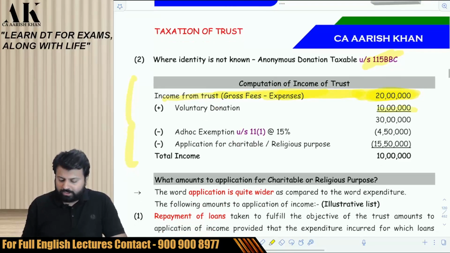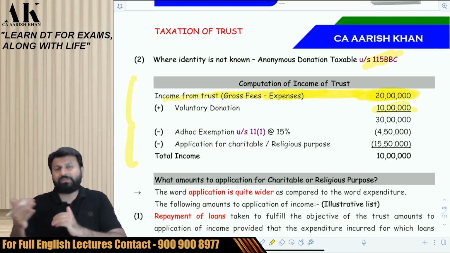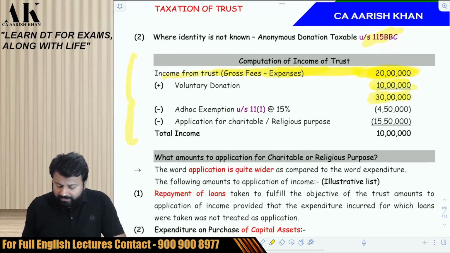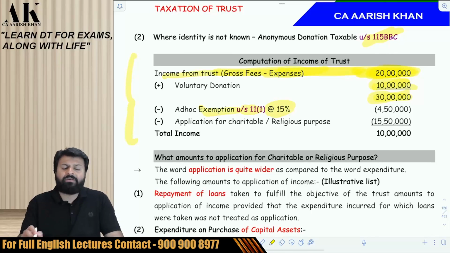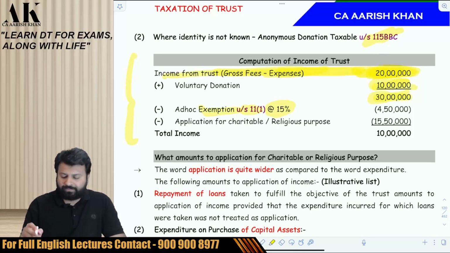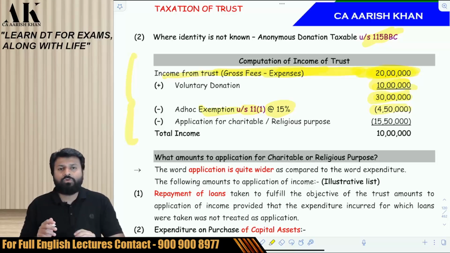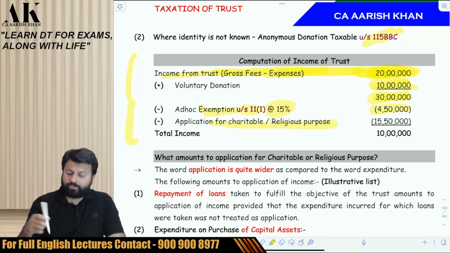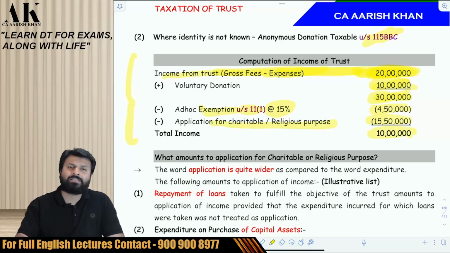Then comes voluntary donation. Voluntary donation, because corpus donation is by default not taxable. But there are some amendments which we will see in a while. Then comes the total. After the total, you will get a flat 15% exemption under 11(1) out of these two incomes. Flat 15%. Then whatever is the amount left, you have to apply for charitable or religious purpose. You have to use that money for the trust. And if you apply the money for the trust, you will get exemption. If you do not apply, you will have to pay tax. This is the format you have to follow for the purpose of computation of total income of a trust.